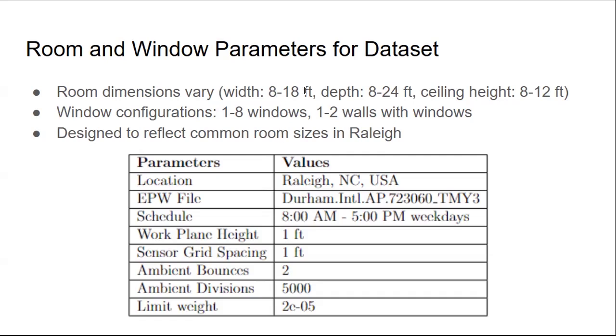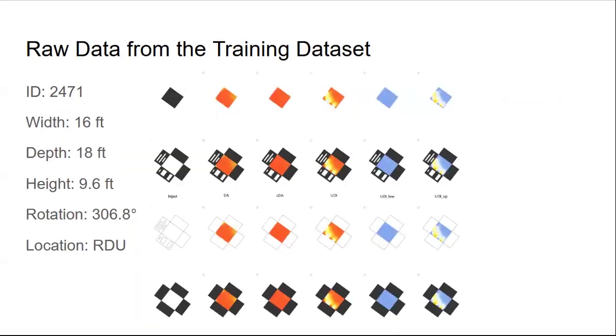You can see that the width can vary from 8 feet to 18 feet. Depth can vary from 8 feet to 24 feet. Ceiling height can vary from 8 feet to 12 feet. This is an example of raw data from the dataset, which represents a space with a width of 16 feet and a depth of 18 feet. A 16 by 18 sensor grid was created to capture the daylight information projected on the target plane.